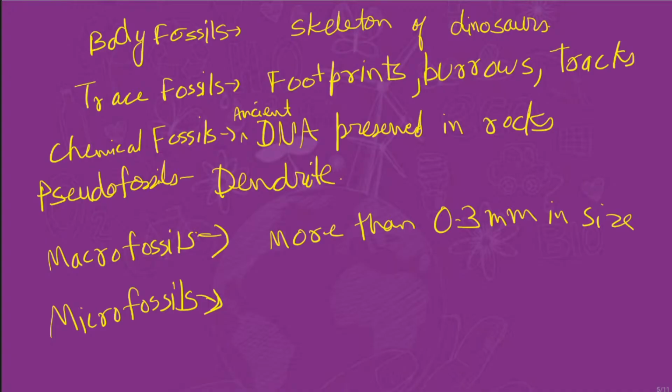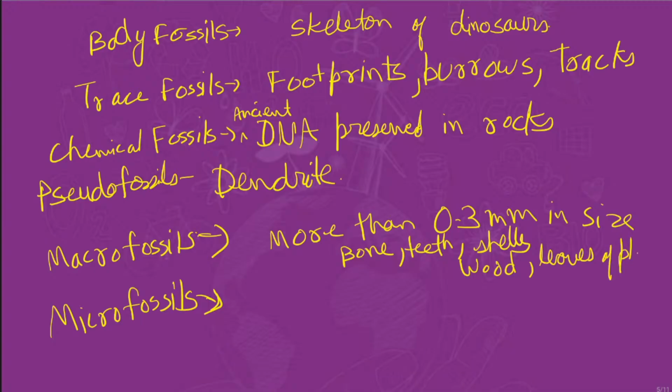Bones, teeth, shells of an animal, as well as wood and leaves of plants are common examples of macrofossils. Macro means large. Micro means small.